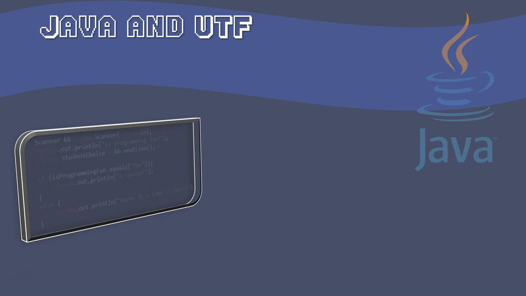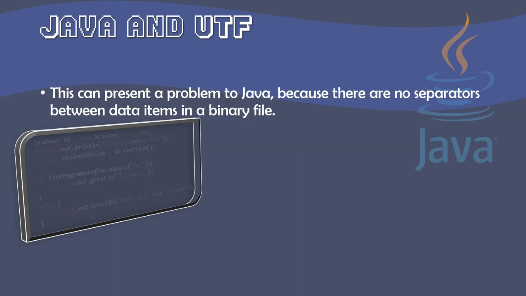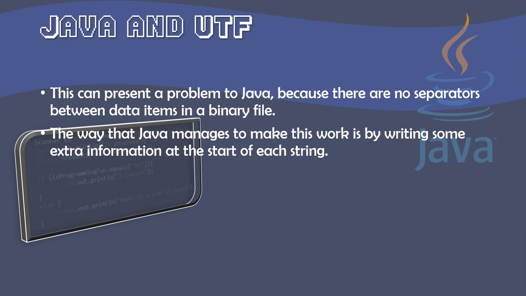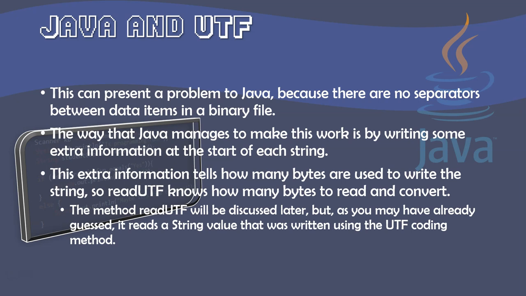And so let's bring this all back together. We're talking about Java and UTF. This can, of course, present a typical problem for Java, right? Because there are no separators between data items in a binary file. Well, the way that Java manages to make this work is by writing some extra information at the start of each string. That extra information will tell Java, hey, here's how many bytes are used to write the string. So when we use readUTF, it knows how many bytes to read and convert. Now, the method readUTF we'll discuss later on, but as you might have guessed, it reads a string value that was written using UTF encoding.